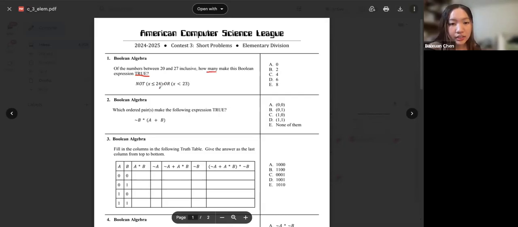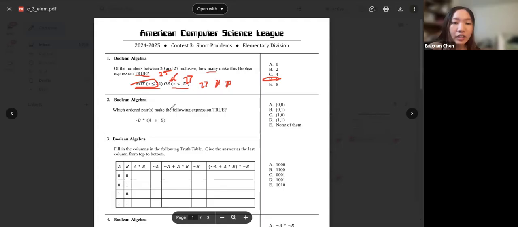So it means not x is less than or equal to 24, or x is less than 23. So that means it has to be 25, 26, and 27 for this expression to be true. And because it's or, the other expression can also be true. So that means it can be 22, 21, and 20. That makes this part of the expression true. So we have 6. So that's how you do the first question.